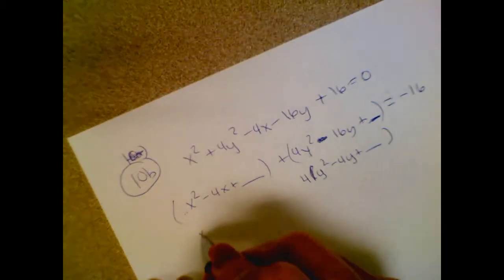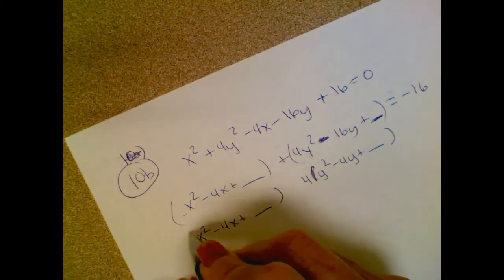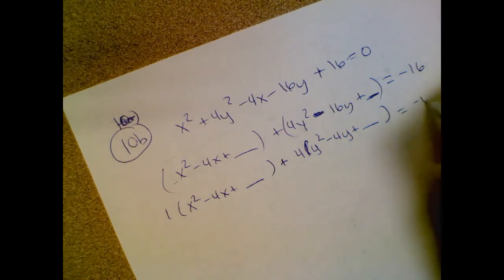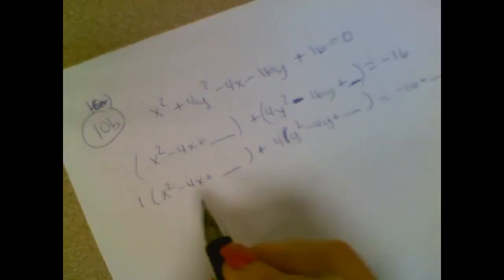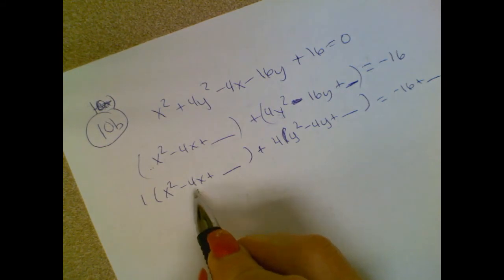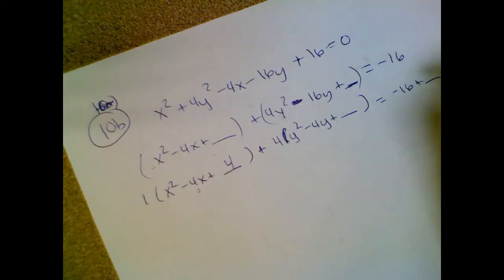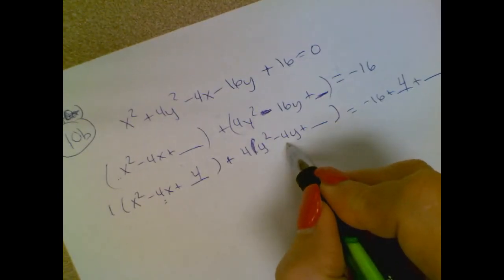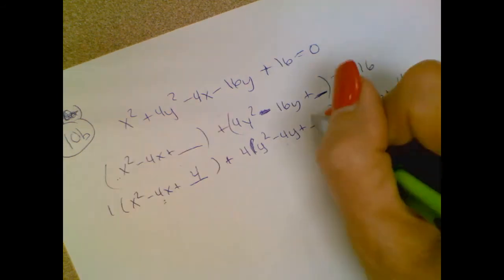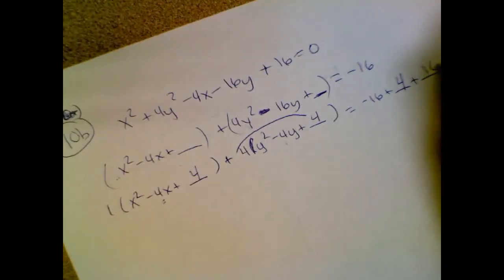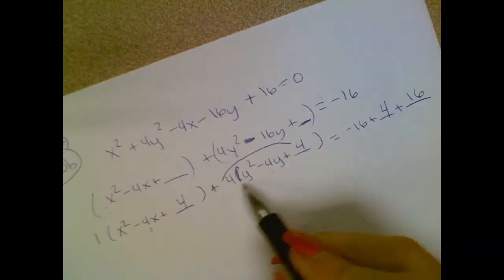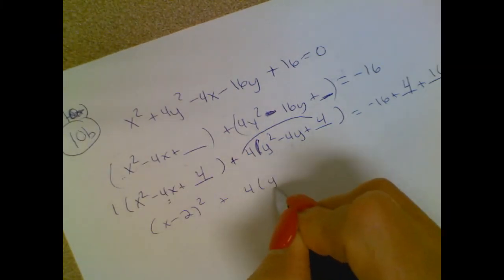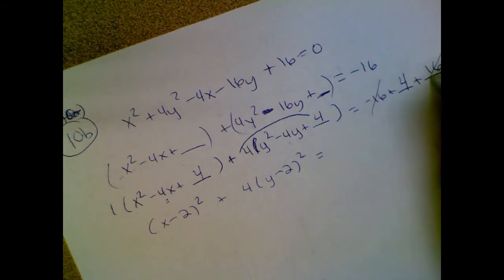Okay, so this one, I'm just going to rewrite it. I mean, if you want, put a 1 out front. It's not going to matter. So let's go ahead and complete the square. What's half of -4? You should say -2, and -2 squared is 4. So 1 times 4 is 4. Then half of -4 is -2, -2 squared is 4. And then we're going to add 16 to the other side because of this 4 times 4. So this would be x minus 2 squared plus 4 times y minus 2 squared equals 4.